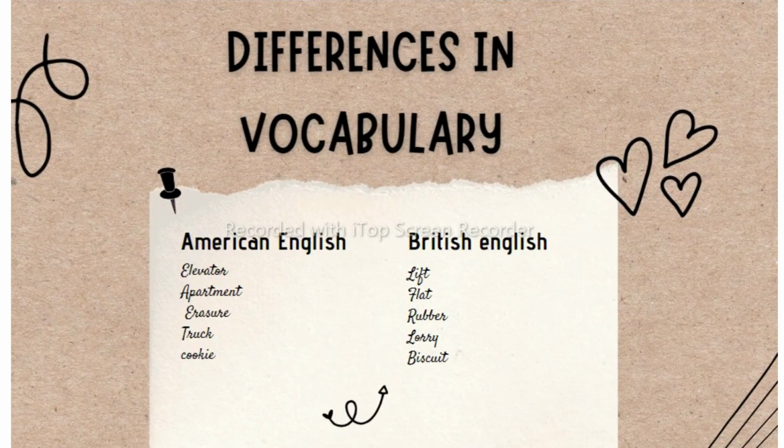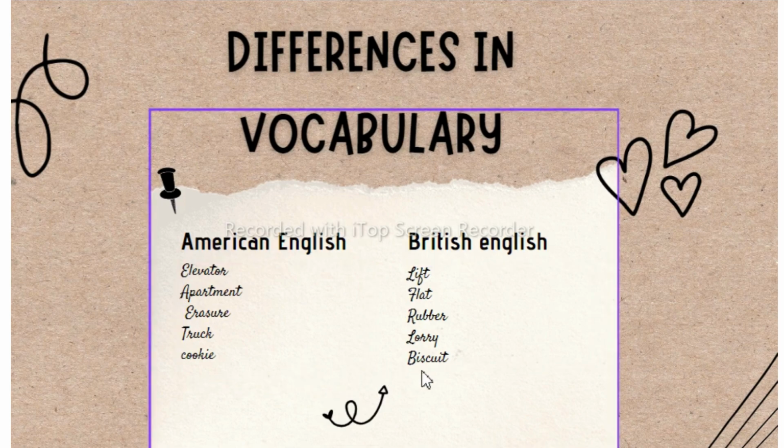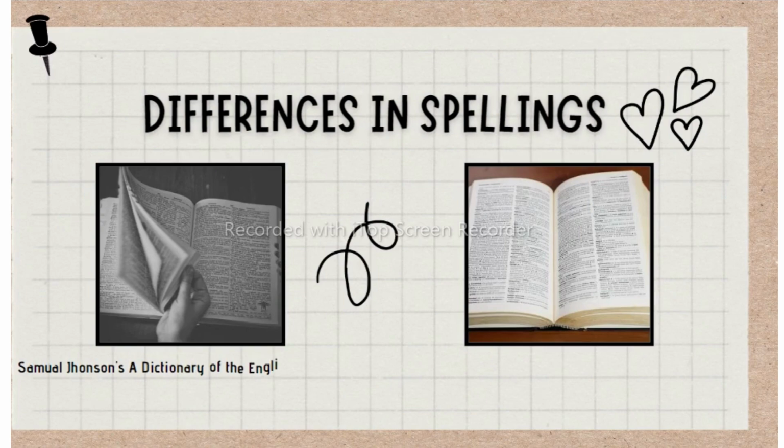American and British English sometimes have different words for the same thing. Here is a sample list of such differences. In American English, they call it elevator, and in British English we call it lift. Apartment, flat. Eraser, rubber. Truck, lorry. Cookie, biscuits. So now let us see the differences in spellings.